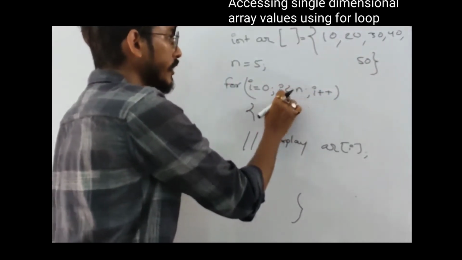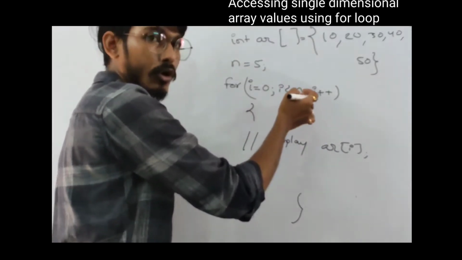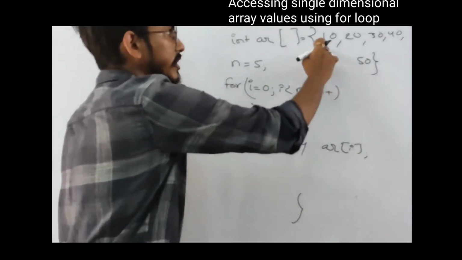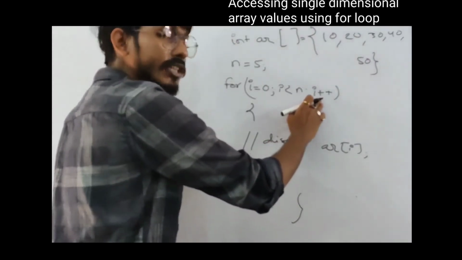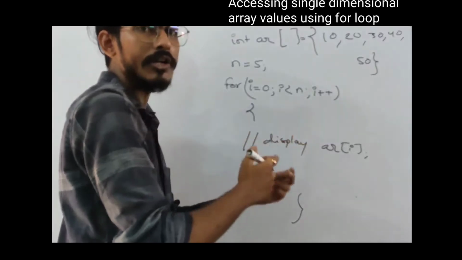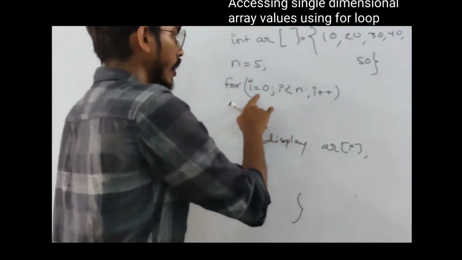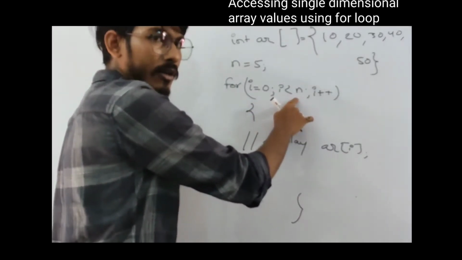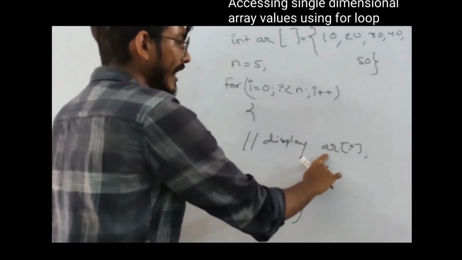So the loop is running from 0 to less than n, meaning 0 to 4. So we are accessing all the indexes of this array, that is 0, 1, 2, 3 and 4, and it is being incremented by 1 each time. Now let's see. Initially the value of I is 0. So 0 is less than 5, the condition is satisfied. It is coming inside and it is displaying AR of I.